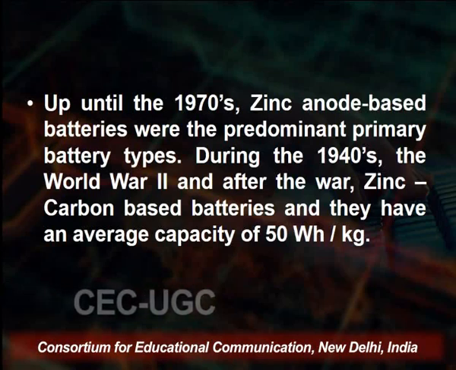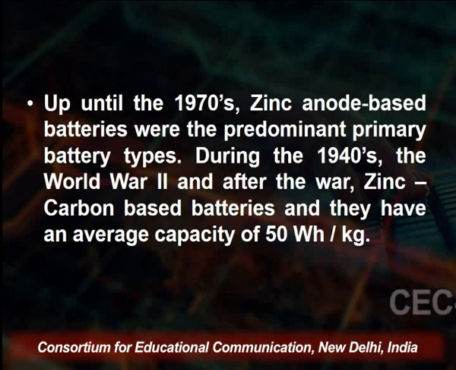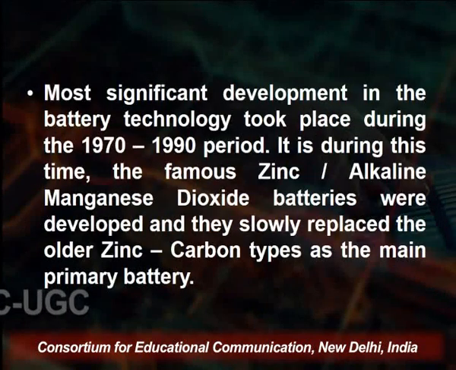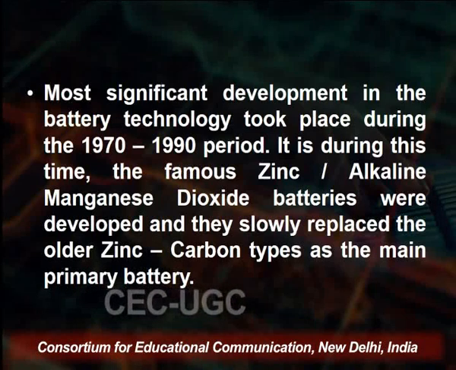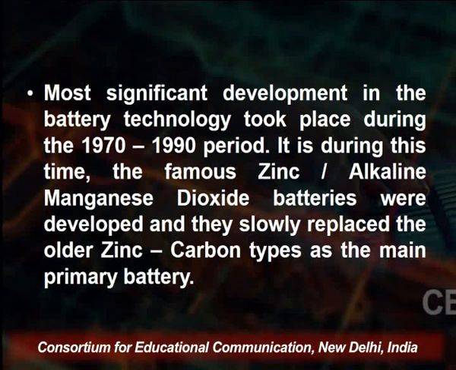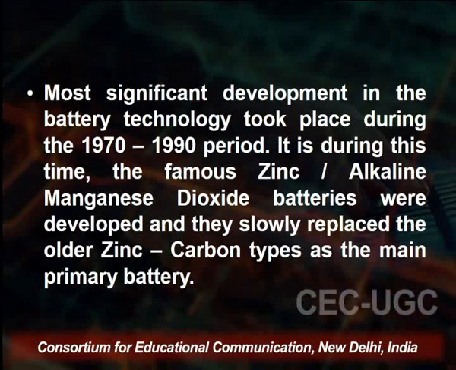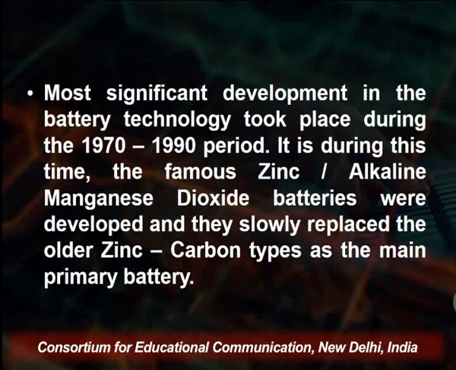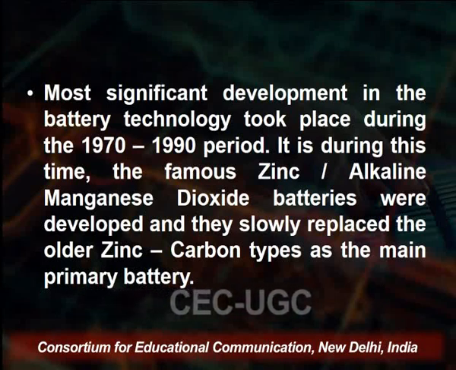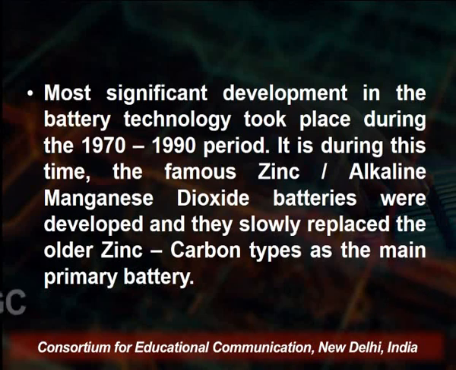At that time, the zinc based batteries had an average capacity of 50 Wh/kg. The most significant development in battery technology took place during the 1970 to 1990 period, and during that time the zinc alkaline manganese dioxide batteries were developed, and these batteries slowly replaced the older zinc carbon type of primary batteries. So after the 90s, zinc alkaline manganese dioxide batteries were used.